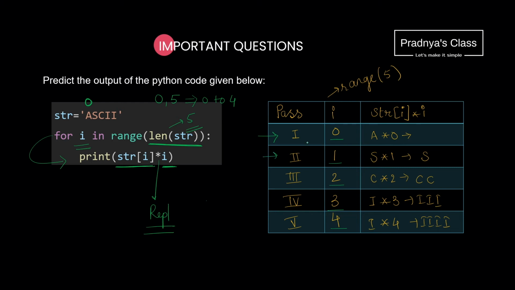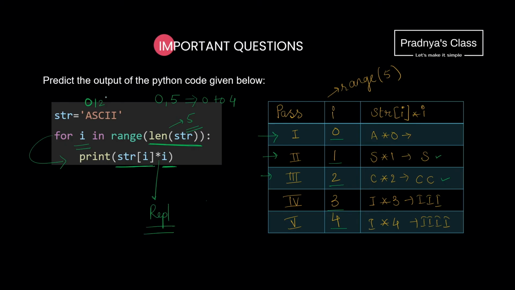In the second pass the value of I will be 1. String of 1 means S. S is getting multiplied once. So we will get this output. Follow the same approach. In the next pass the value of I will be 2. At the second index we have C. It is getting multiplied with 2. It means it will get printed 2 times.